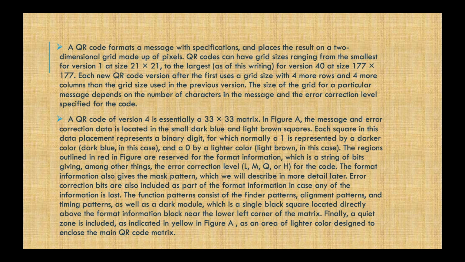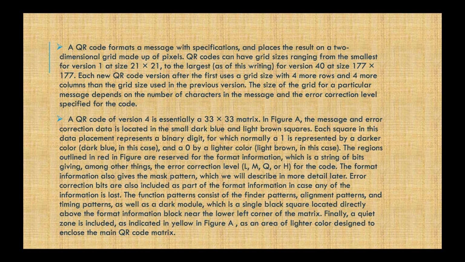The regions outlined in red in the figure are reserved for the format information, which is a string of bits giving, among other things, the error correction level, L, M, Q, or H, for the code. The format information also gives the mask pattern, which we will describe in more detail later. Error correction bits are also included as part of the format information in case any of the information is lost.